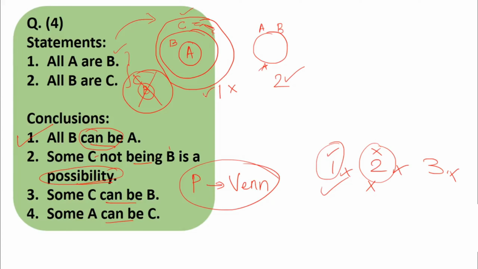Now what is an alternative situation to this? All B are C can be written like this also: B, C. All B are C, and we can say all C are B. Now this is one situation, this is another situation. This is the second situation for conclusion number 2. Here conclusion number 2 holds true, that some part of C not being B is a possibility.